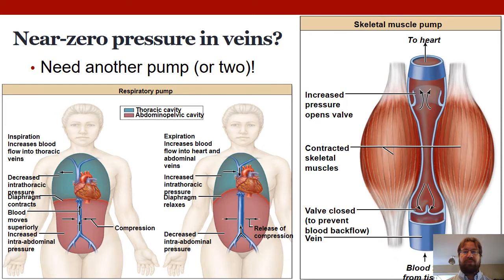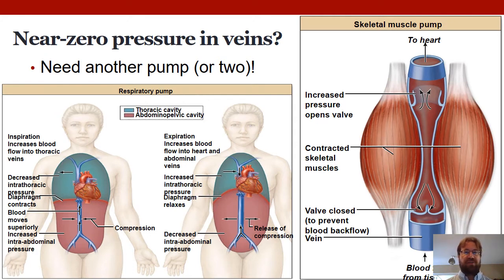The other solution the body has to the problem of driving blood through the veins is that it adds in some extra pumps. Okay, this is what in engineering we would call stage pumps, pumps that are not the primary pump, but they add a little extra pressure just in time.